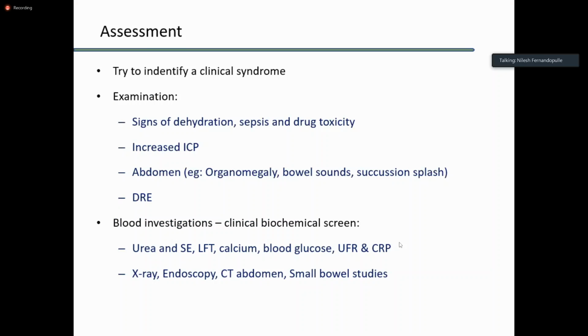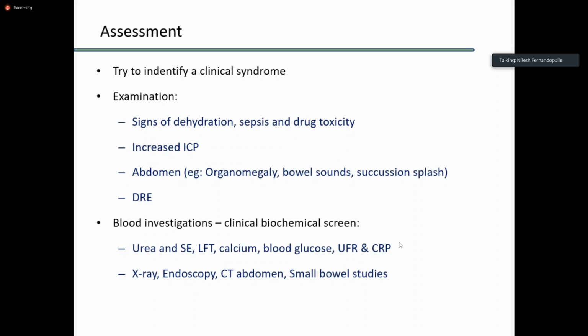So, like I told you, try to identify the clinical syndrome. In your examination, see whether the patient is dehydrated, has sepsis, and look for evidence of other drug toxicity features, evidence of increased intracranial pressure, and abdominal symptoms. Just palpate the abdomen and see whether there is any abdominal organomegaly. How are the bowel sounds, are they increased, are they diminished? Do a succussion splash to see whether the stomach is obstructed. And it's a good thing if you can do a DRE, to see whether there are stools in the rectum.